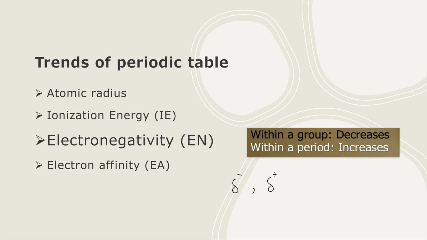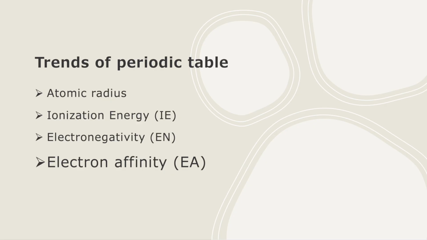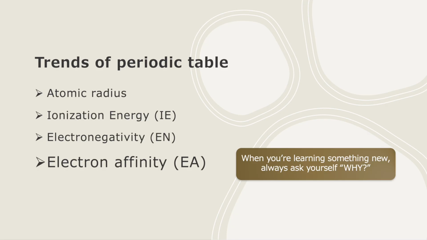Okay. The last trend that we're going to talk about today is electron affinity. It reflects the ability of an atom to accept an electron. It is added to a gaseous atom, okay? So it's basically how much they want electrons. In a group from up to down, it will decrease, and in a period from left to right, it increases, okay? Now let's go into more details, or explain it in another way.